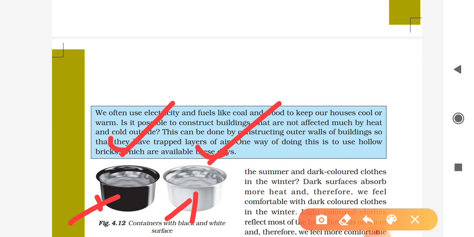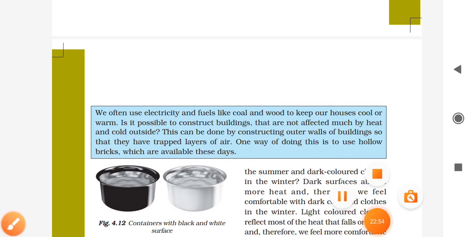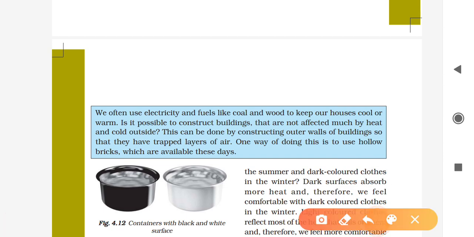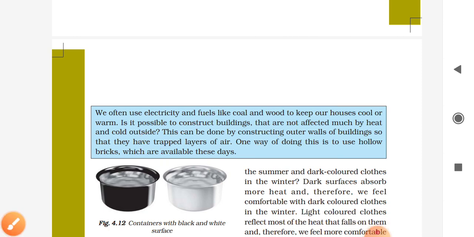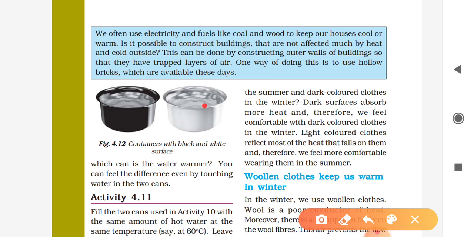You can see here that in this can the temperature will be more compared to this one. Why is it so? It is because the darker surface absorbs more heat. Therefore, we feel comfortable with dark colored clothes in the winter. Light colored clothes reflect most of the heat that falls on them, and therefore we feel more comfortable wearing them in the summer.